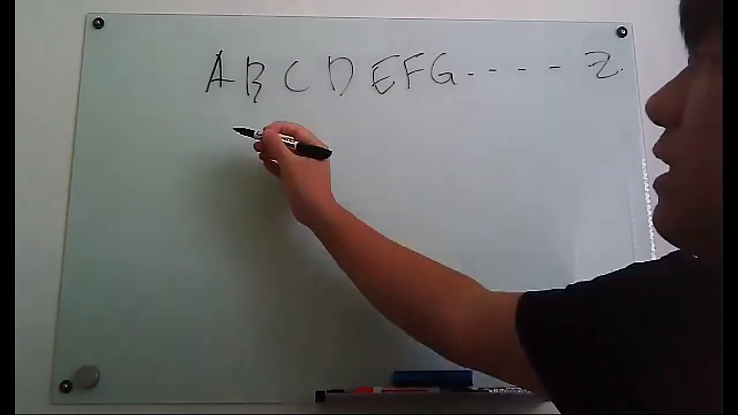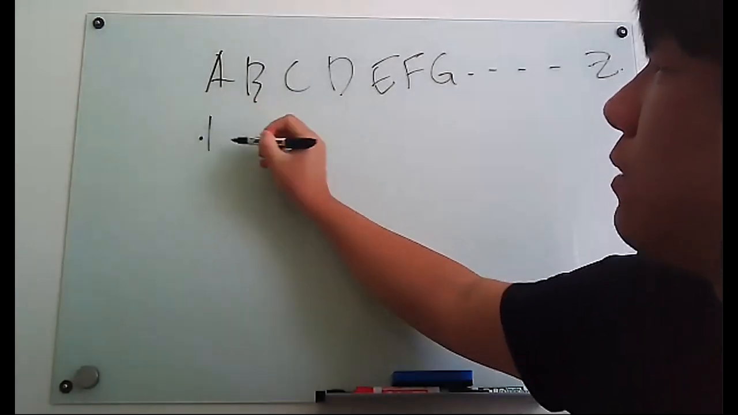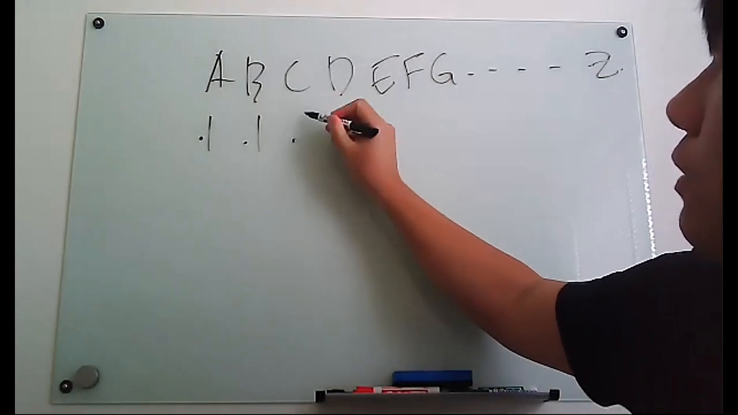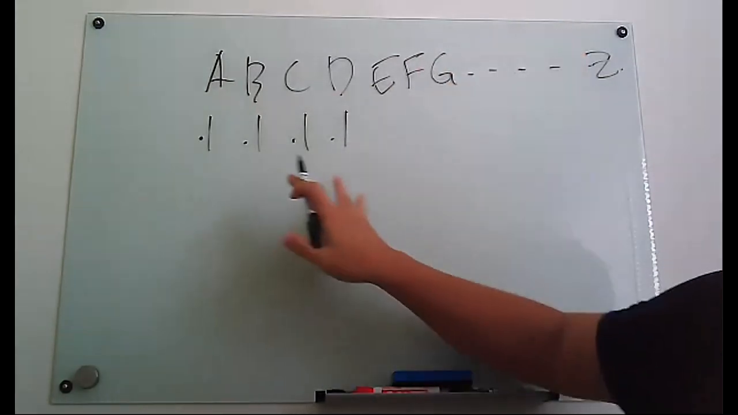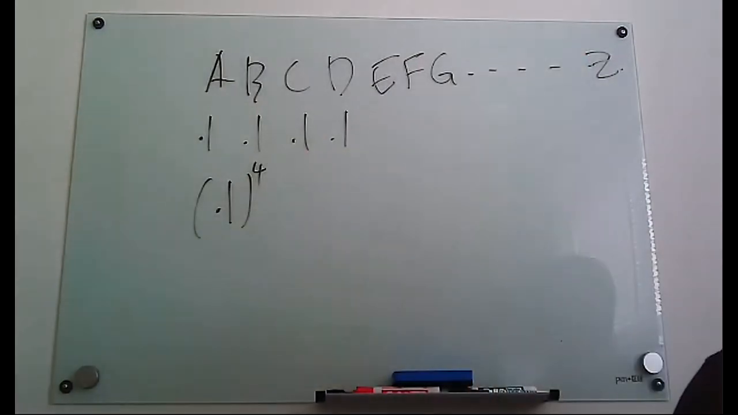Some would say the probability is 10%, so 1 over 10 or 0.1. This is 0.1, 0.1, and 0.1. So the answer is basically 0.1 to the fourth power. Okay, that is our answer. Somebody would say that. But as discussed last time, what is the problem with this?